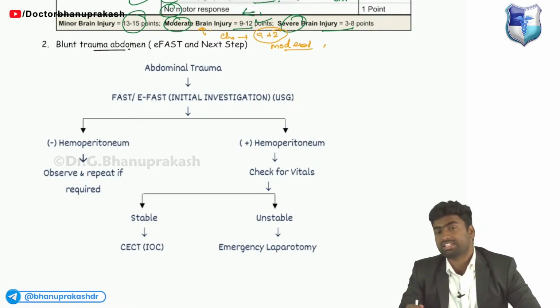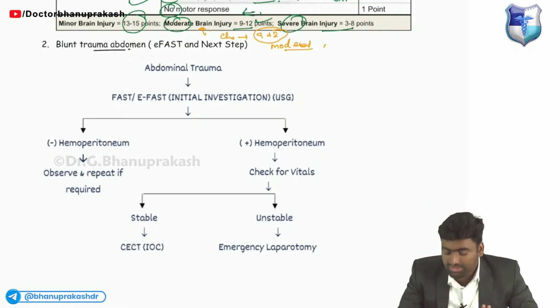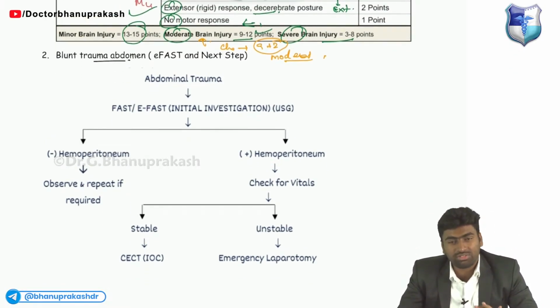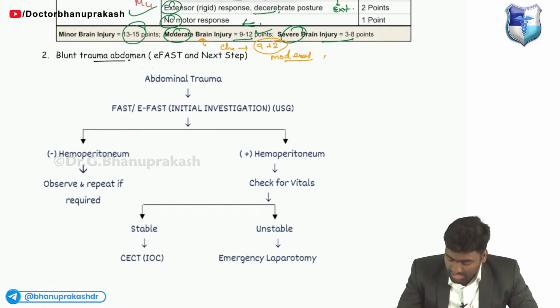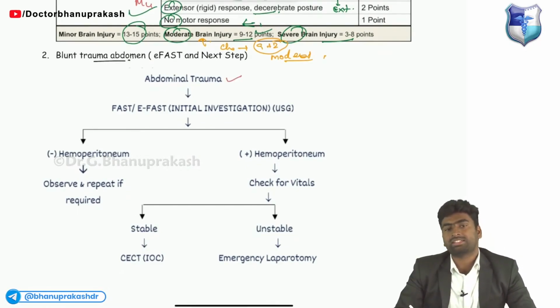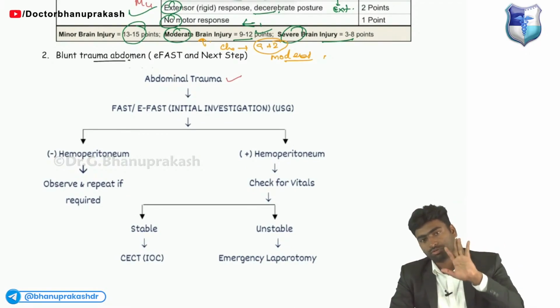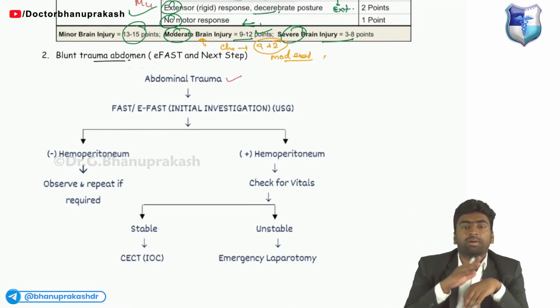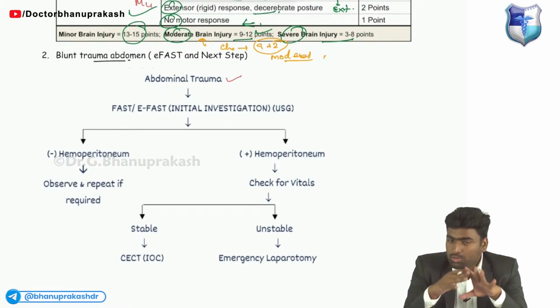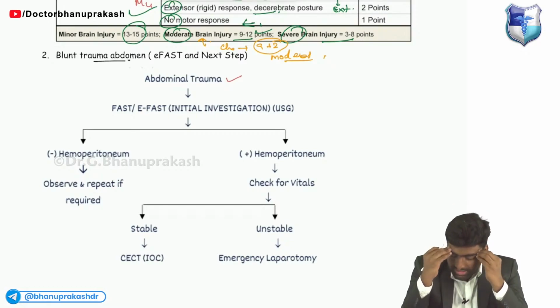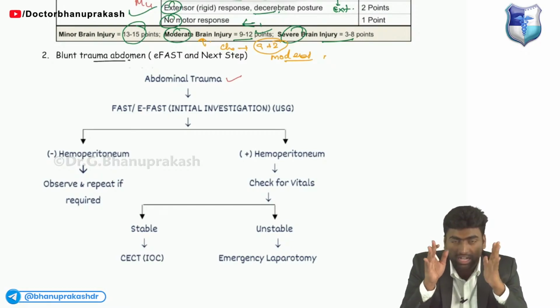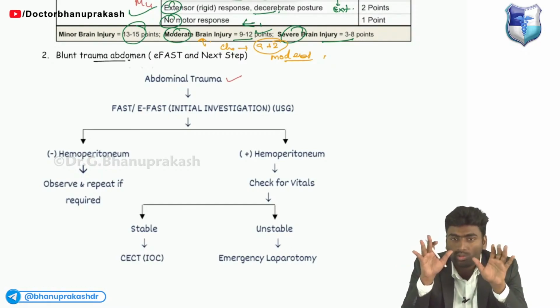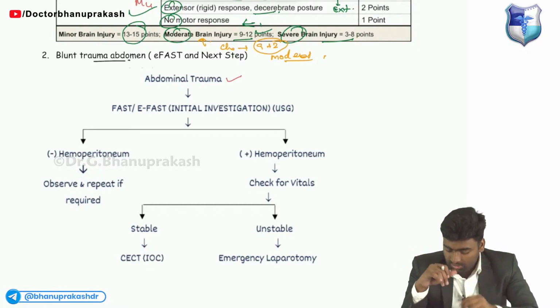First investigation is always ultrasound, the point of care ultrasound, which is the first thing you will do. Okay, fine. First, in any case of trauma, you will put a cannula and check the vitals. This is the usual thing. Next, this is an abdominal trauma case, so we need to do the E-FAST. Okay, you need to do the E-FAST.